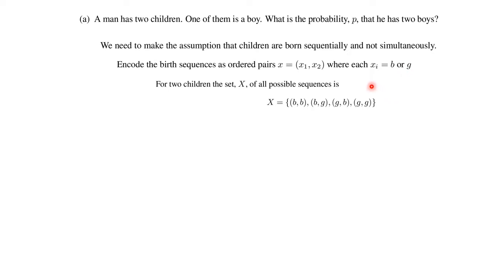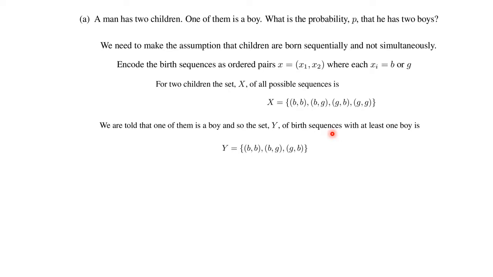All possible birth sequences then would be this set here, which I'm going to call X. So we could call that a sample space. Either the first one is a boy and the second is a boy, or the first is a boy and the second is a girl, and so on. And note that in this sequence here, the position in the sequence indicates when the child was born. So here the firstborn was a boy and the secondborn was a boy. Firstborn was a boy, the secondborn was a girl.